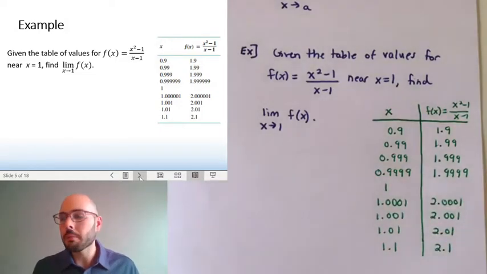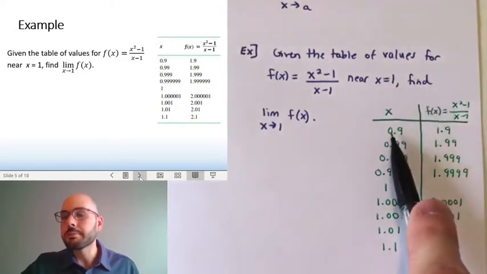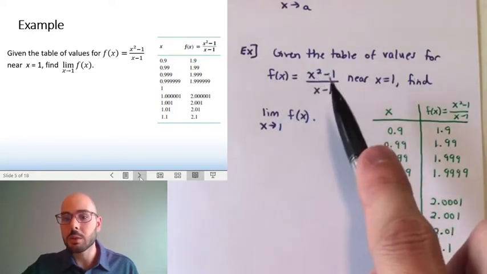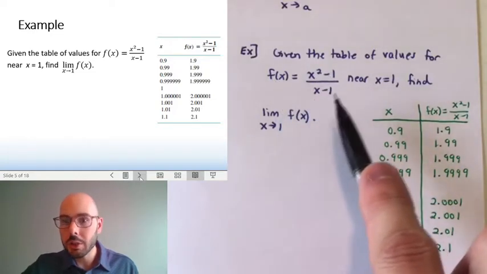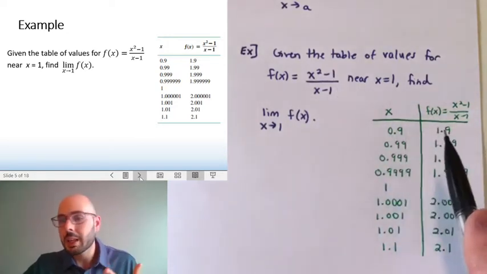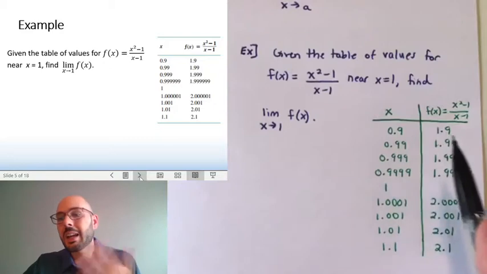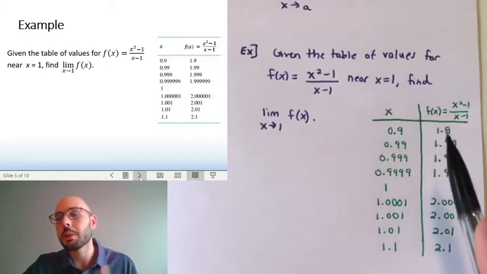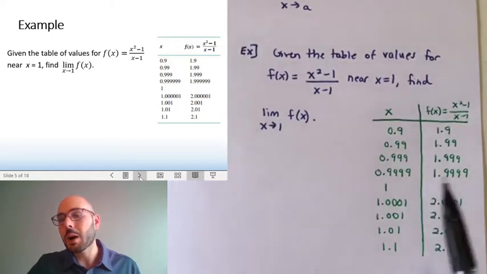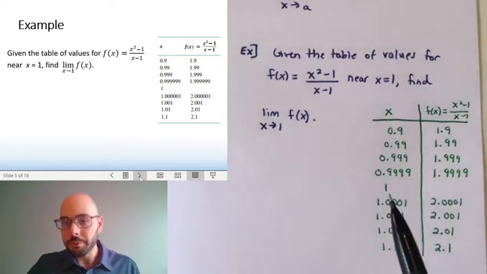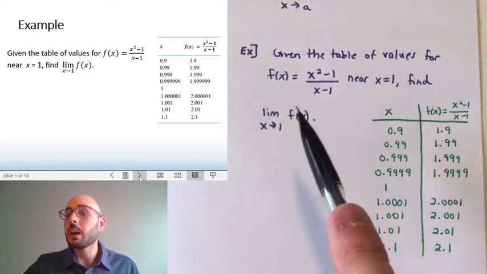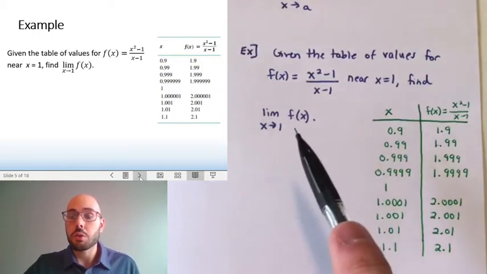I do want to mention, if you were to plug 0.9 into this function, f of x equals x squared minus 1 over x minus 1, you should get a y value of 1.9. That's what this table means. They're giving you x values and telling you what the y value would be if you were to plug it into the function. So they gave us a bunch of them. We're missing the y value when x equals 1, and we're asked here to find the limit of f of x as x approaches 1.